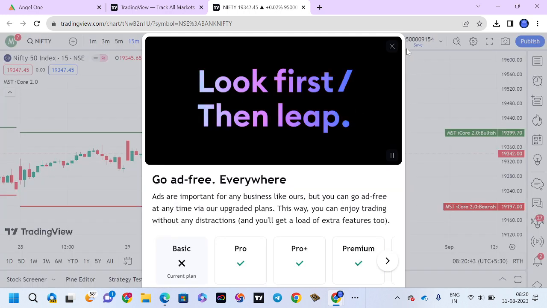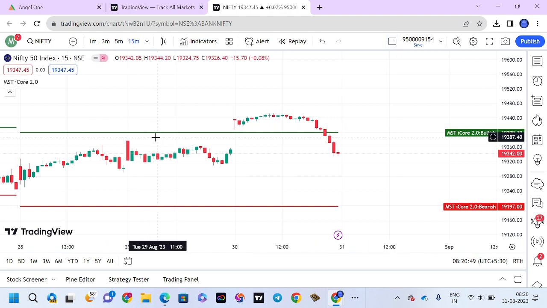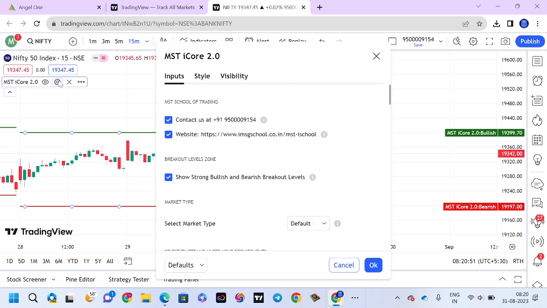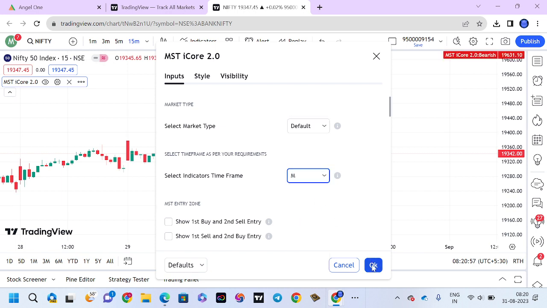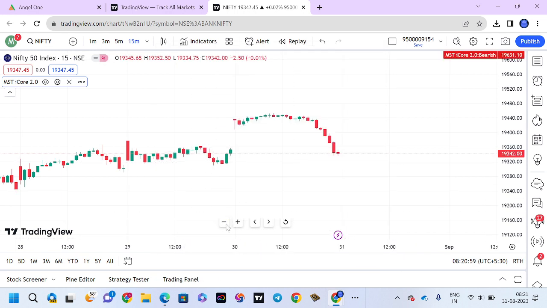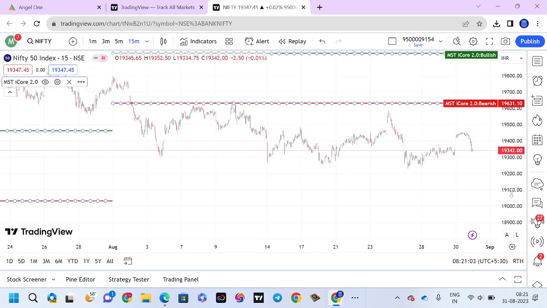This we are talking about technically, not fundamental things. We are not following any news and all. We are just looking at the candlestick pattern and we are trading. So this is with a weekly pattern. If you are analyzing for a month, you can go here. You can select the monthly time frame and you can see what has happened in the market.